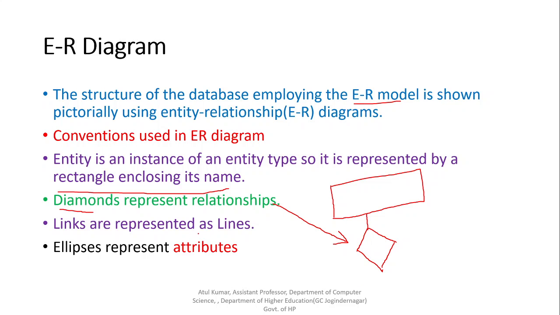made with the help of lines. And we know each entity has attributes that represent the basic characteristics of the entity, and to represent those attributes in the ER diagram, ellipses are used. So if there is an ellipse in the diagram, that ellipse is for an attribute. To represent attributes we use an ellipse.